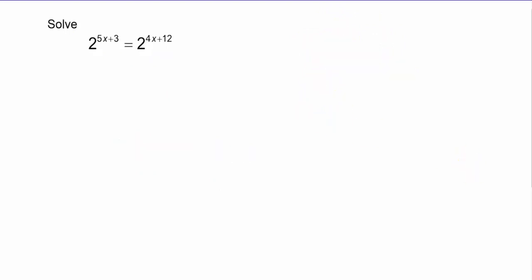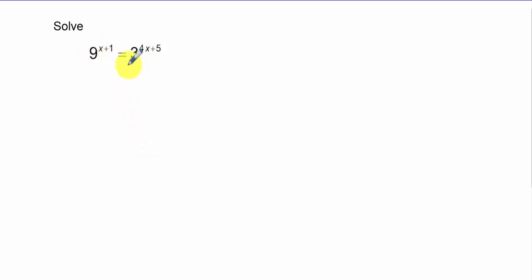So let's go to the next example. Very similar, except there's not just one term on each exponent. But I know the bases are the same. They're isolated, one on each side, so I can set the two powers equal and basically just go ahead and solve. So x is going to equal 9 in this case.